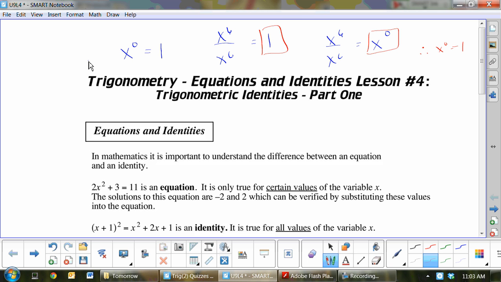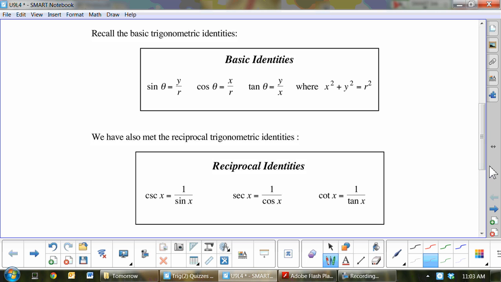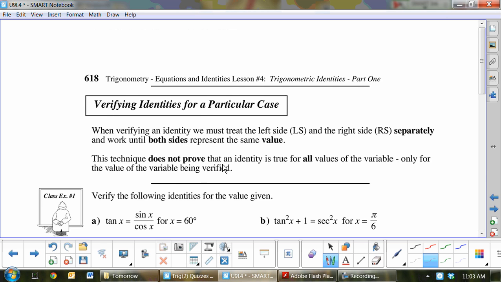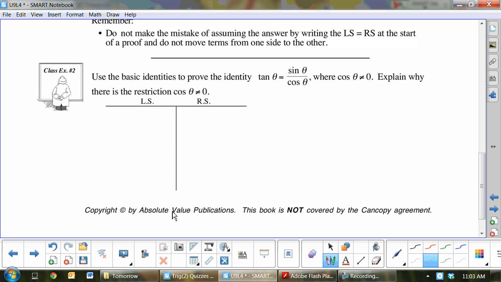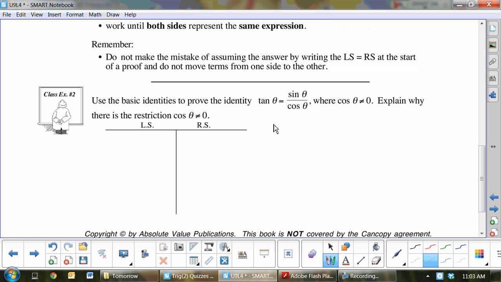Now, here's some of the basic ones you need to know. Okay, you can see them right here. Also know the reciprocals. These are all common now. Now, what if, I'm just going to go right down to here. What if I need to prove that tan theta equals sine over cos? Well, it's like, but we just know that.